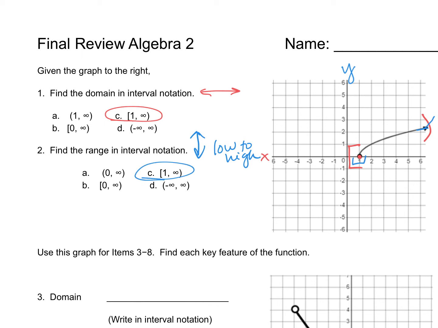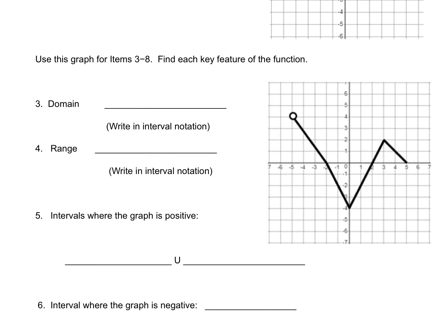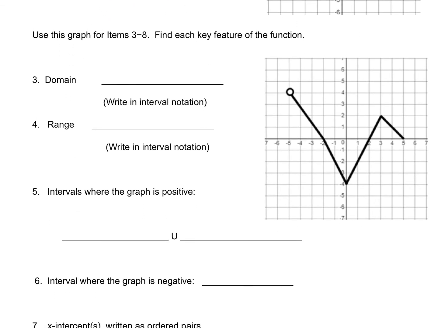We continue on. We are going to look at a new graph. So this graph, if you notice, has our fancy open circle, the hole. So remember, domain is left to right. So our leftmost point is -5, and it's going to be a parenthesis. On the 5 over here, even though there's not an actual filled in circle, we can see it's not an open circle. So we're going to say it's included. So we're going to use a bracket. So this is going from -5 to +5.